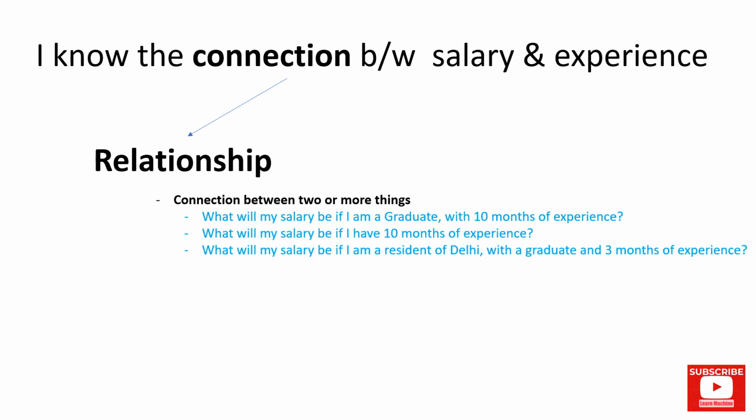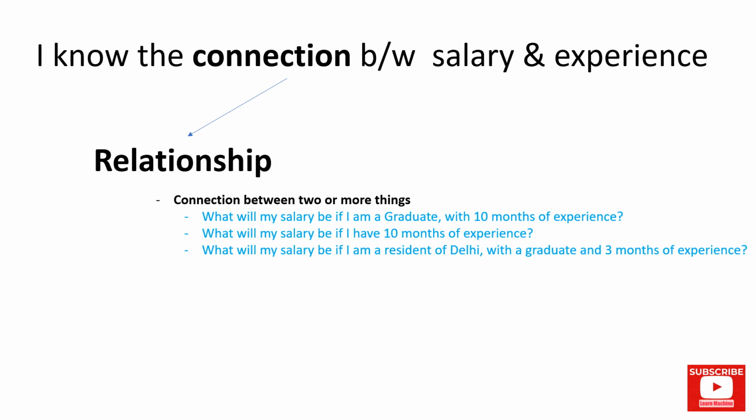For example, there can be multiple cases. What will my salary be if I am a graduate and have 10 months of experience? In this case, the salary depends on two variables, that is the education and the amount of experience I have. Similarly, the other case can be: what will my salary be if I have 10 months of experience? In this case, salary is dependent on one variable, which is only experience. But there can be one more case where my salary can be dependent on the city I live in, for example Delhi, the kind of education I have, for example graduation, and the amount of experience I have, for example 3 months.